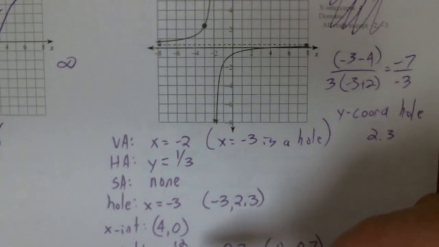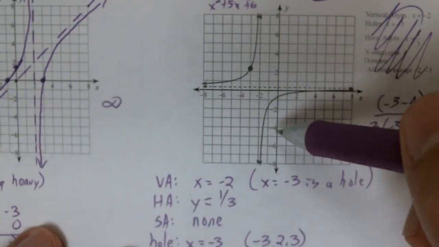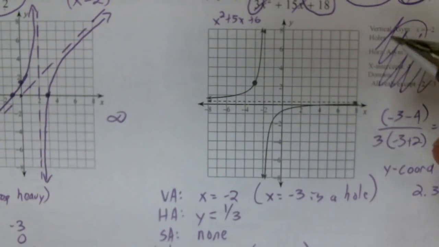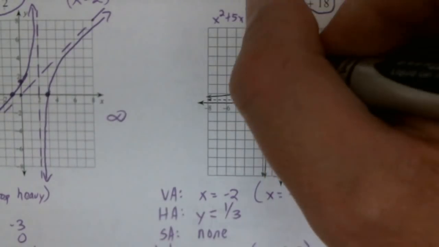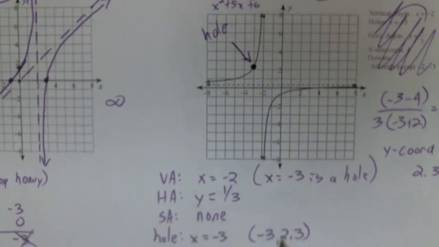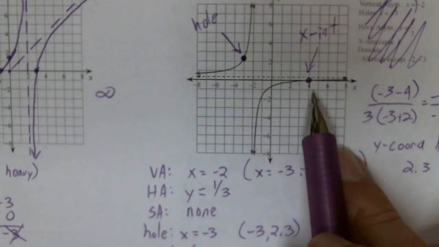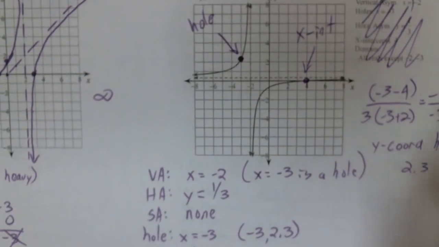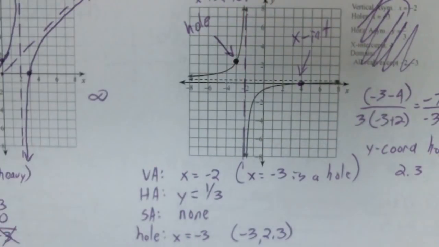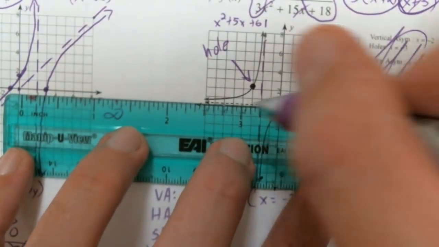Okay, so now we've got our asymptotes and our x- and y-intercepts. We got our holes, so it's time to plot this stuff. This one, when I printed this off, this is actually the answer key. So they've actually already done this one, which is good because I want you guys to be able to see these points. So there, that guy right there, that's my hole. So I've got a hole at negative 3, comma, 2.3. That's that guy right there. I've got an x-intercept at 4, comma 0. That's that guy right there. I've got my vertical asymptote at negative 2. Imagine a line. I've got a horizontal asymptote at y equals 1/3. That's this guy right here.